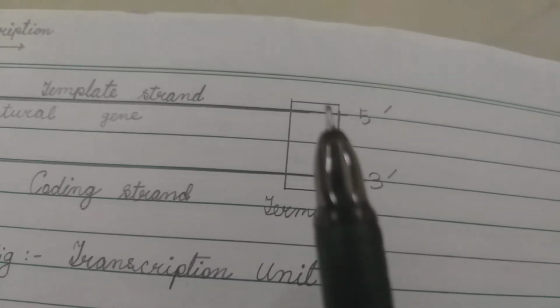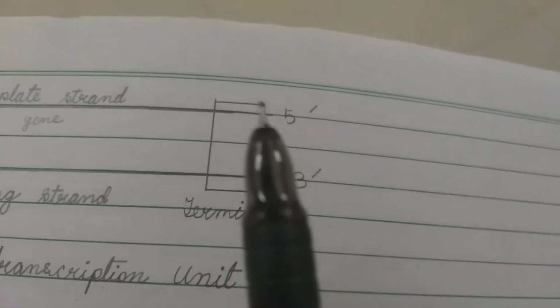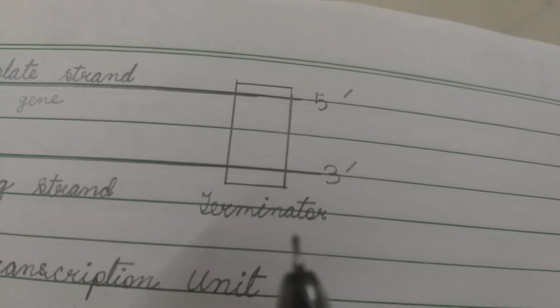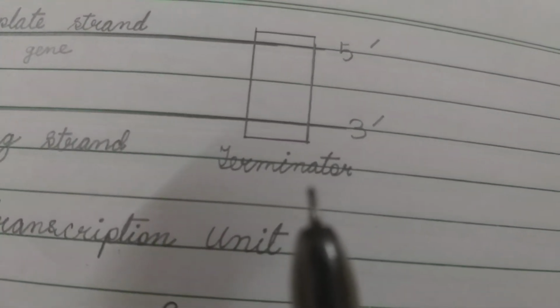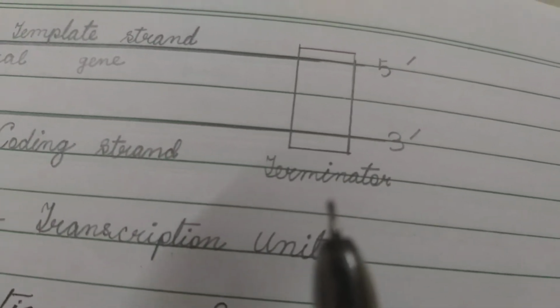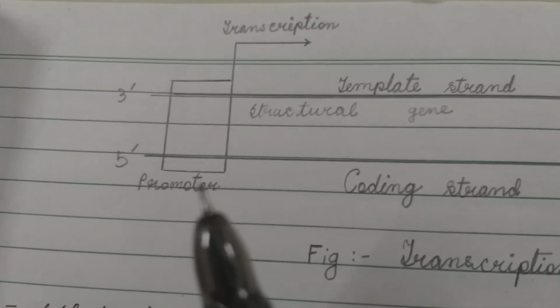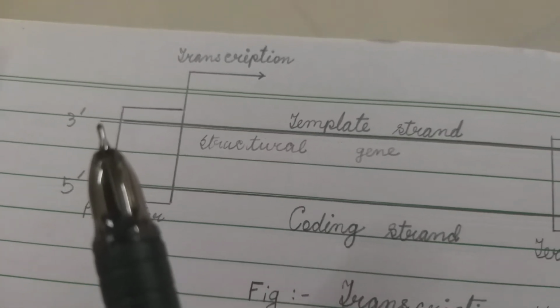Terminator. The terminator is another gene along the 3' to 5' strand, but it lies towards the 5' end. It is a specific sequence of nitrogen bases or nucleotides. It lies towards the 5' end, and the promoter gene lies towards the 3' end.